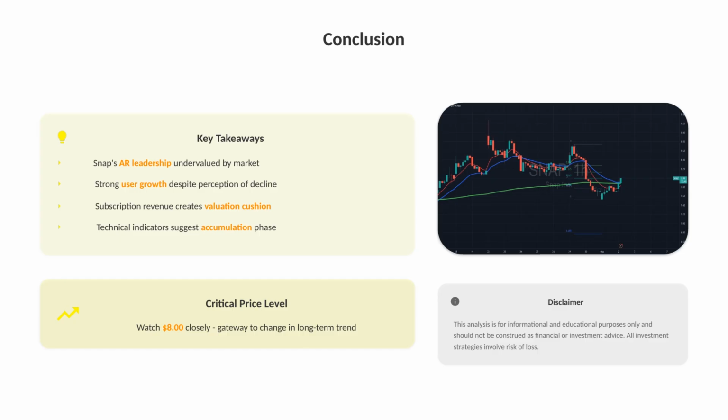But if you look at the engagement numbers, 350 million people engaging with AR every single day, you realize that Snap has the largest active AR user base in the world, bigger than Apple's Vision Pro user base, bigger than Meta's Quest user base. They just haven't monetized it with hardware yet. They are monetizing it through sponsored lenses.